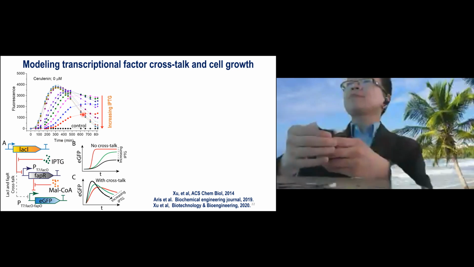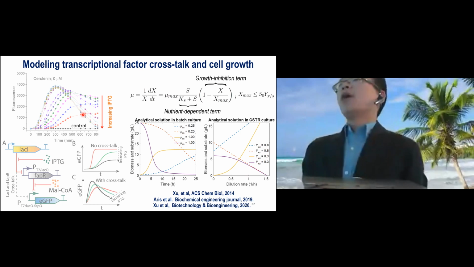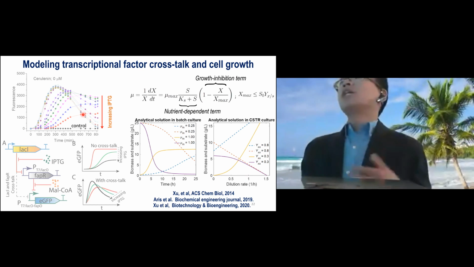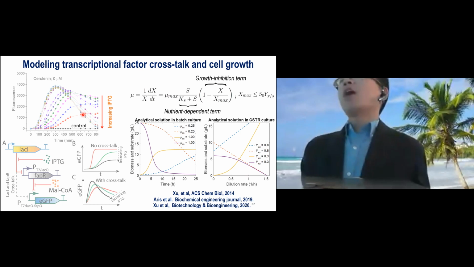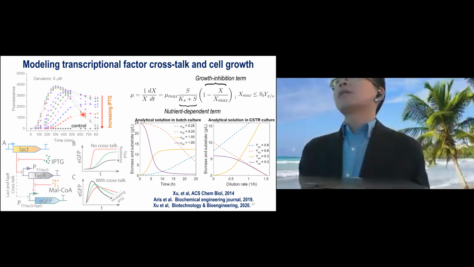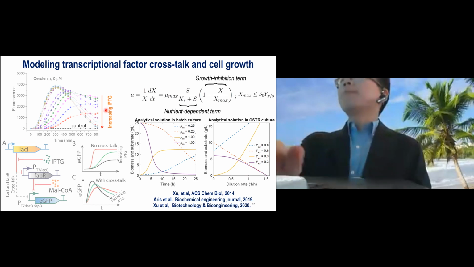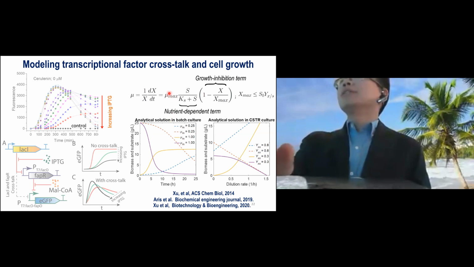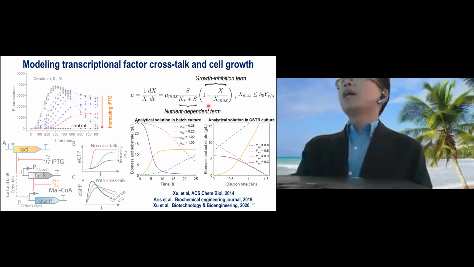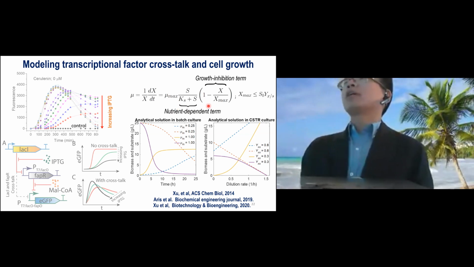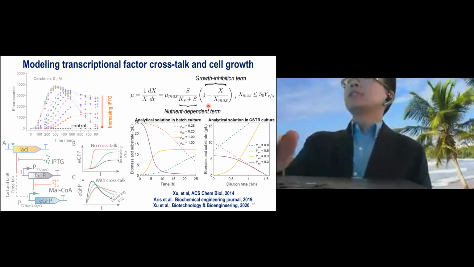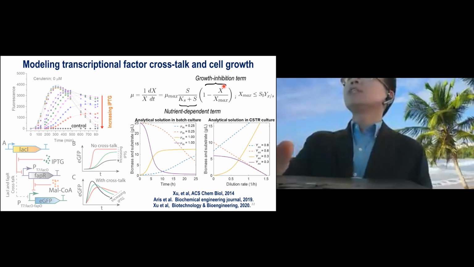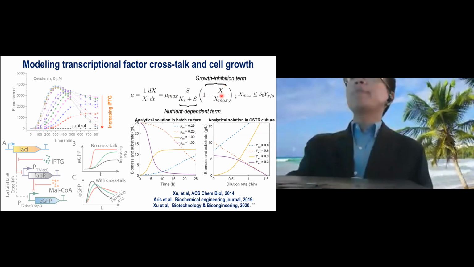Another thing that we also try to engineer is growth, to understand how the cell grows in a bioreactor. In the traditional approach, people use what they call the Monod equation for this part, which is the nutrient-dependent term. We also found as the cell becomes very crowded and the nutrients become limited, the cell starts having a self-inhibition effect. We call it the growth inhibition term. So we incorporate both terms.